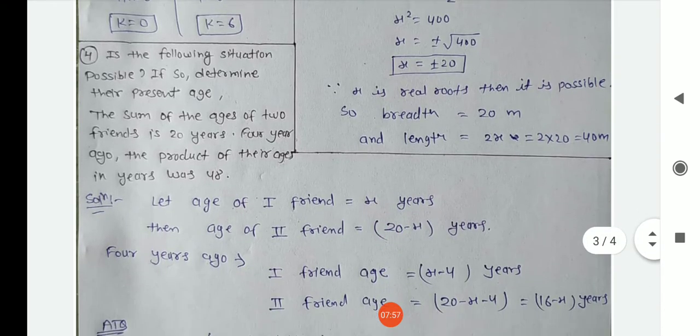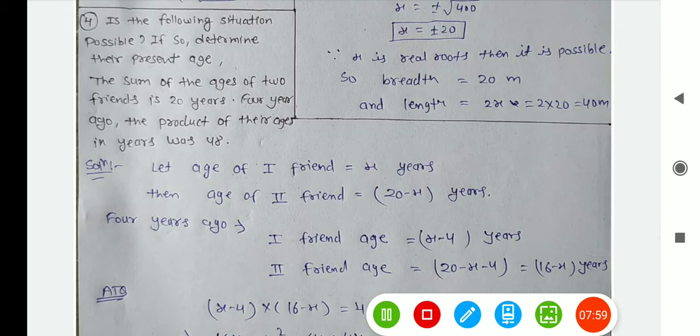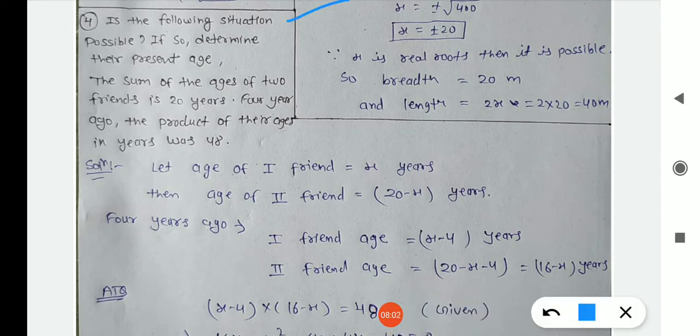Okay. Now question number 4: is the following situation possible? If so, determine their present ages. The sum of ages of two friends is 20 years. Four years ago the product of their ages was 48. So let the age of the first friend be x years. Okay, so age of the second friend is what? Because the sum is 20, we subtract the first friend's age from 20, so we get the second friend's age. So 20 minus x years.